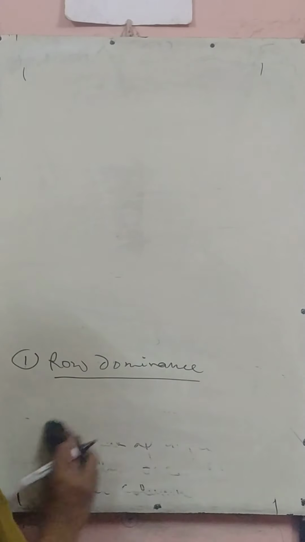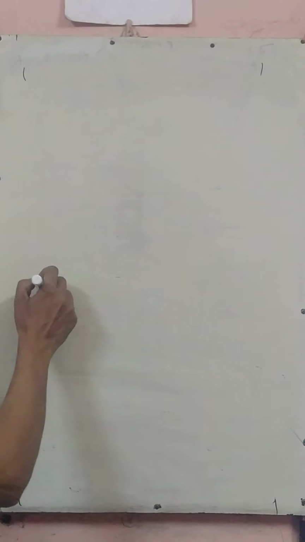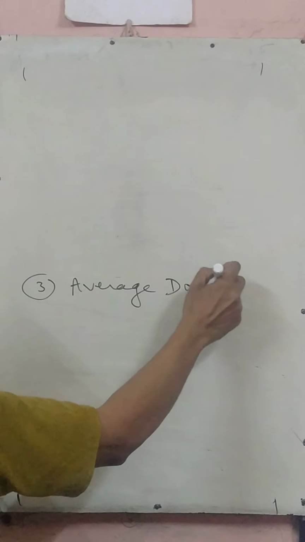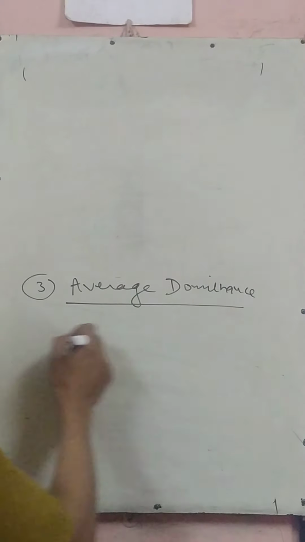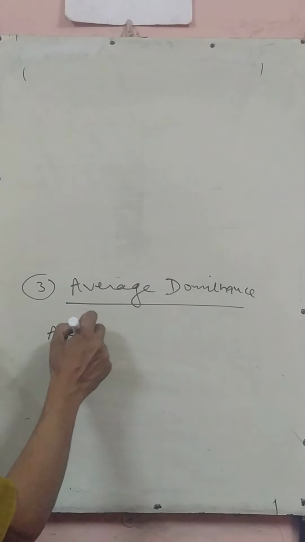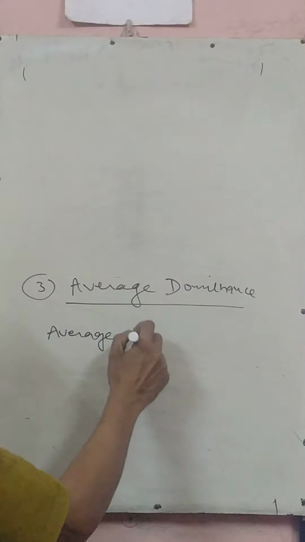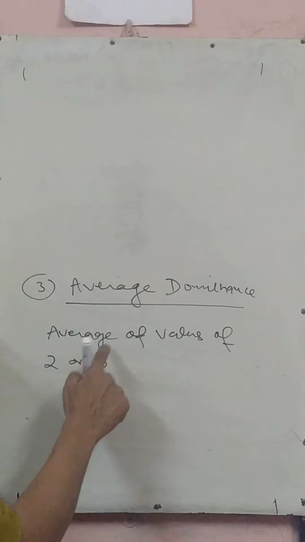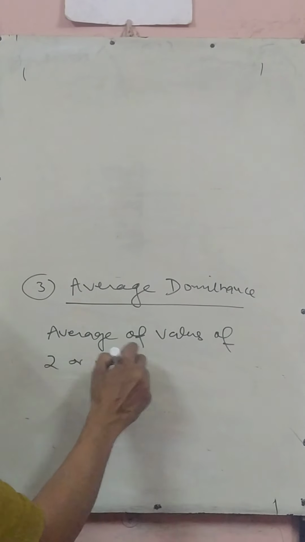Another concept we should remember, which we will apply very rarely, not always, only sometimes, is average dominance. We need this average dominance principle sometimes. If we cannot apply any dominance principle, that is, we cannot reduce the matrix by applying dominance, then we can sometimes apply the average concept. The average of 2 or 3 rows, the average of values of 2 or more rows.